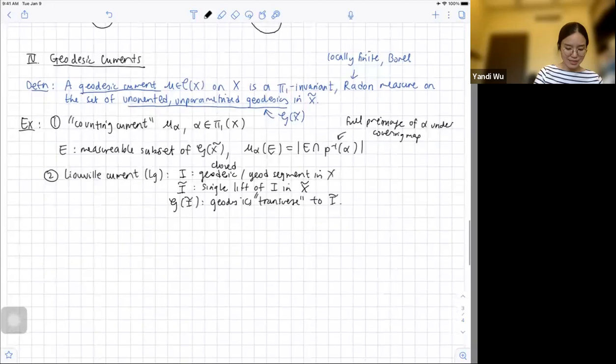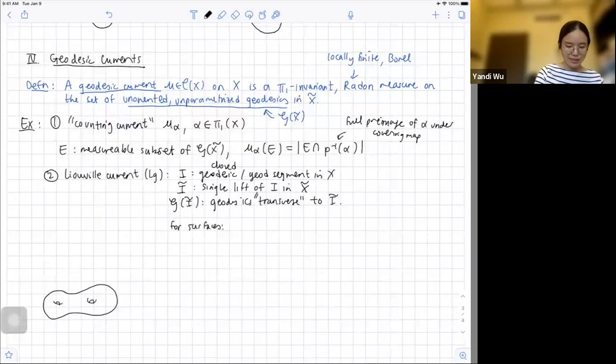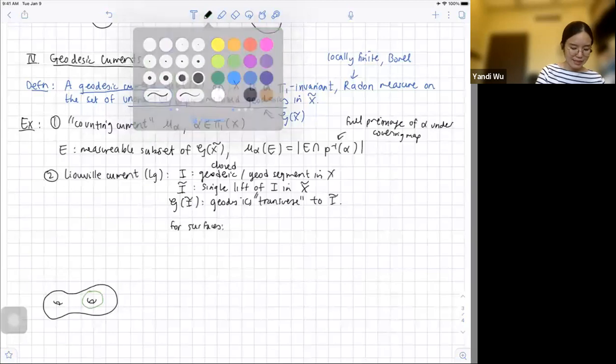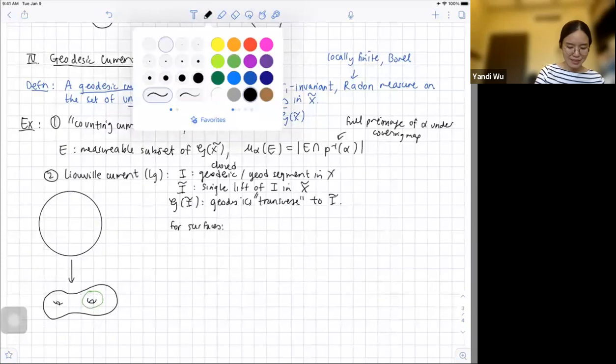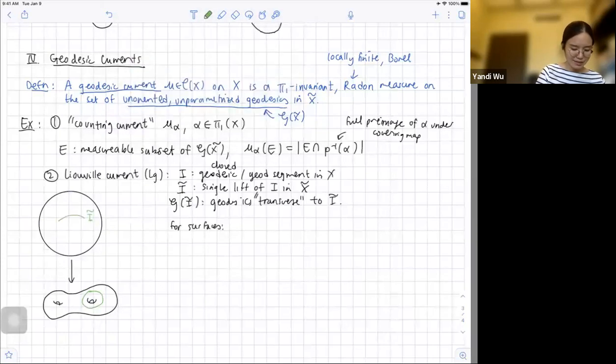So for surfaces, for example, I'm just going to quickly draw a picture here. If I have a closed geodesic, I can take some lift of it in the universal cover, which is a disk. So that's I and that's I tilde. And then I look at all the geodesics that are transverse to it. Those are all in script G of I tilde.